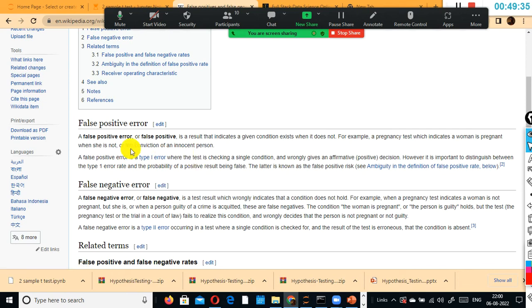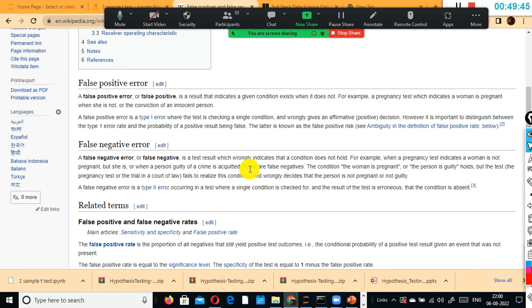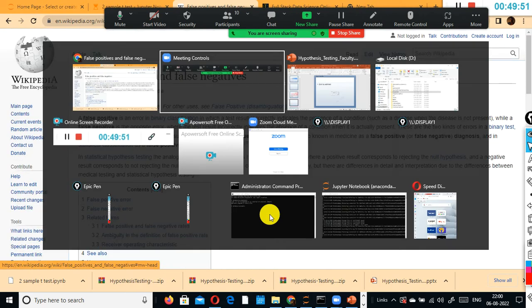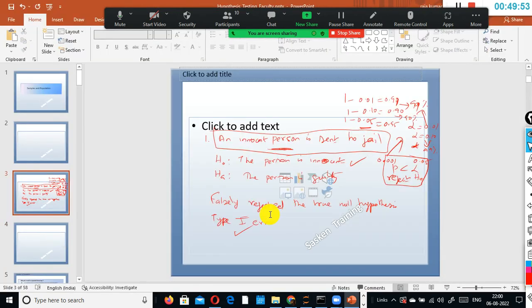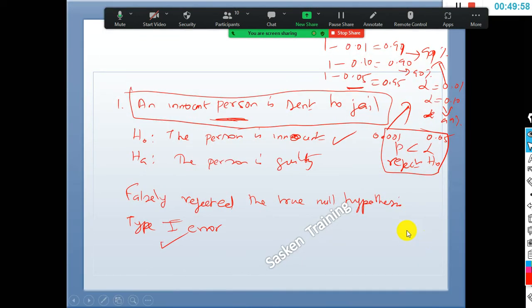So the type 1 error rate is the probability of a positive result being false, and the false negative error is the type 2 error. False negative is type 2 and false positive is type 1 error. I mentioned it correctly, okay? Hope you understood this one. It will be slightly confusing. Don't get confused. But for that reason only, I told you to apply the COVID or cancer example, right? This is very critical, the type 1 and type 2 error.